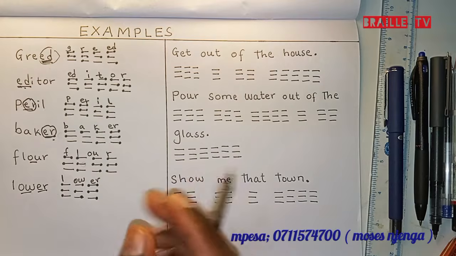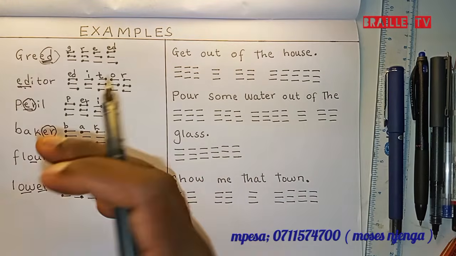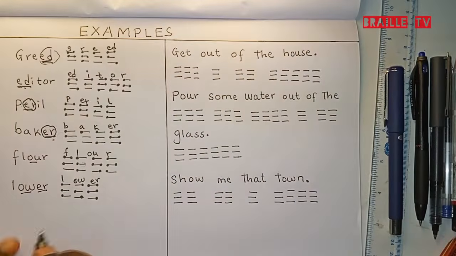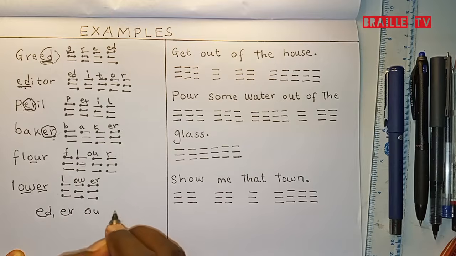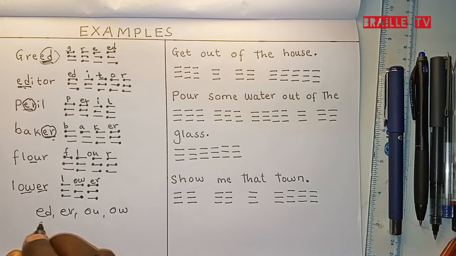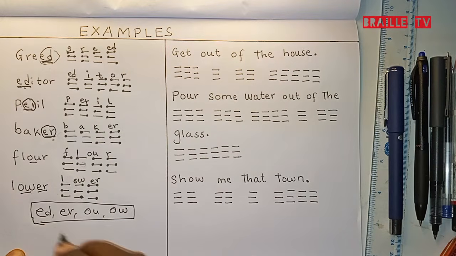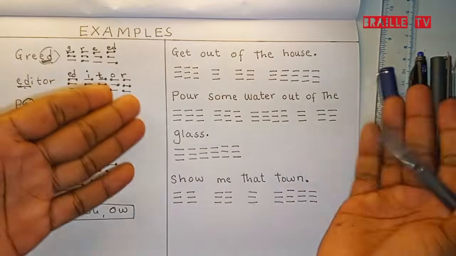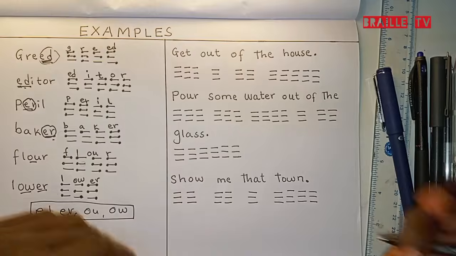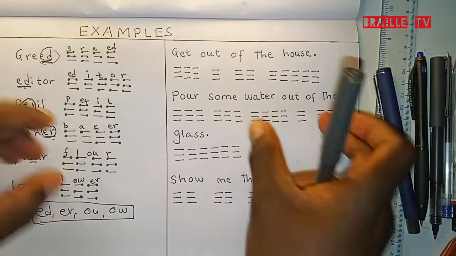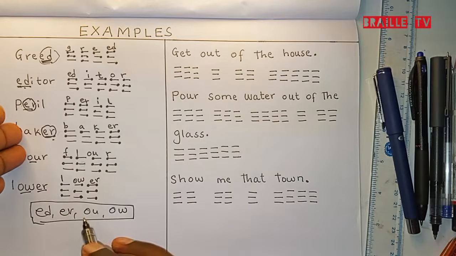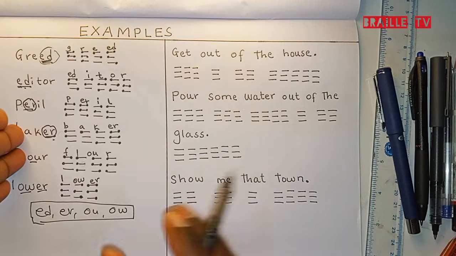As simple as that. So we have now seen that whenever you see ED, ER, OU, and OW in any part of a word, you contract them. And we have seen that in these examples. That is very nice. Now let us come to these simple sentences and work them together and see how we write ED, ER, OU, OW when it comes to sentences.